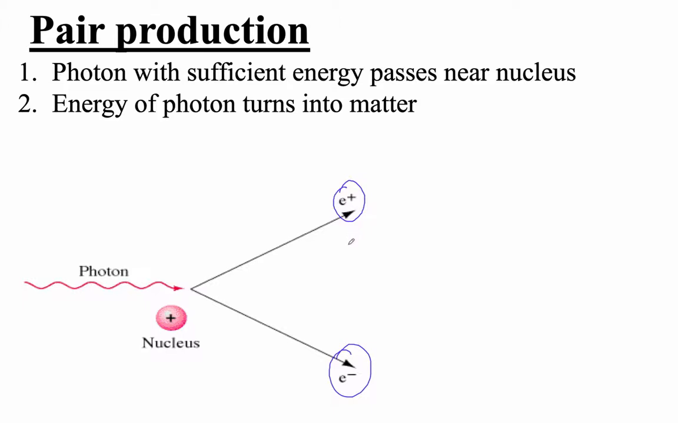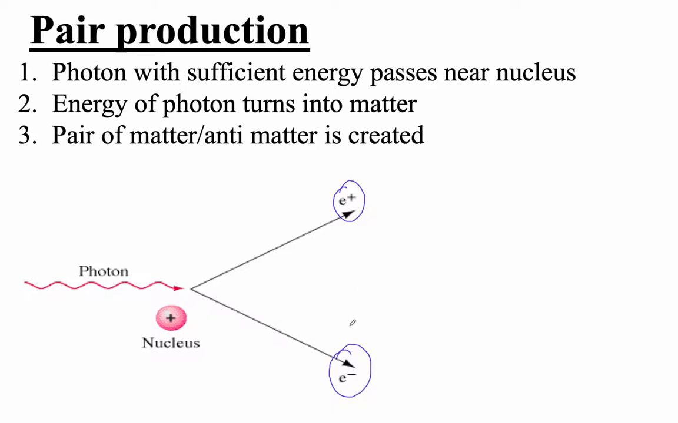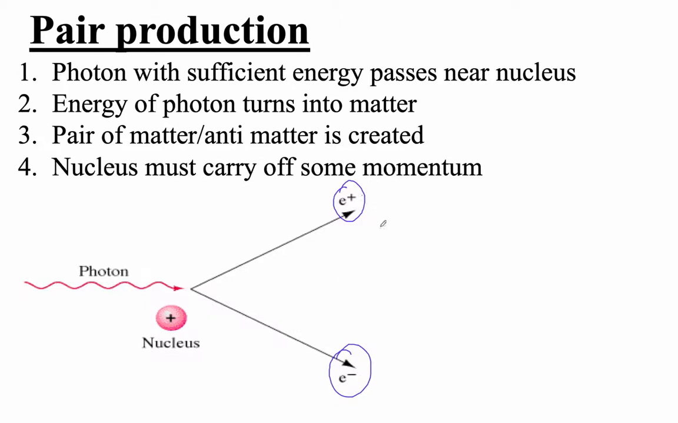There's something called conservation of lepton number. You can't just create an electron. You have to create something with a -1 lepton number. We'll learn about that when we get to particle physics. Okay, so we create a matter and antimatter, right? And the cool thing about this is, let's see, the nucleus. Yeah, the nucleus carries away some of the momentum.